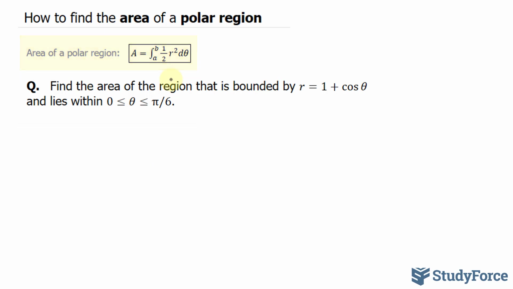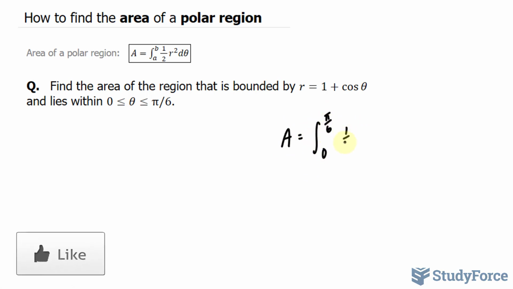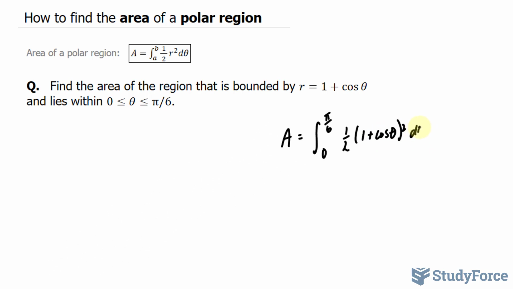Let's go ahead and set this up. We have the area is equal to the integral between 0 and pi over 6 for the integrand half times 1 plus cosine theta squared d theta. The first thing that I'll do is pull out this half. I don't need to integrate that.